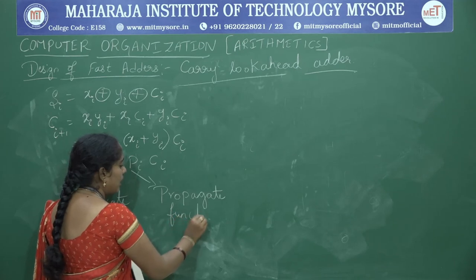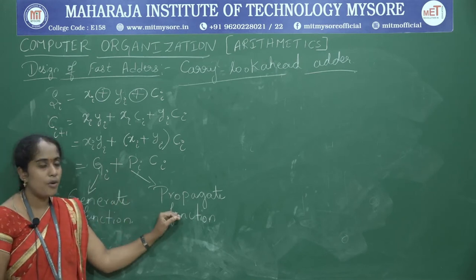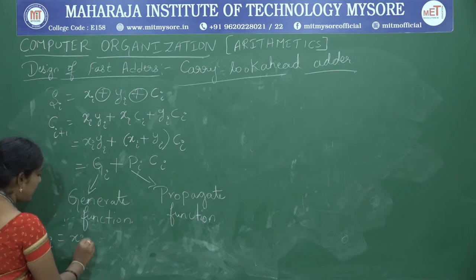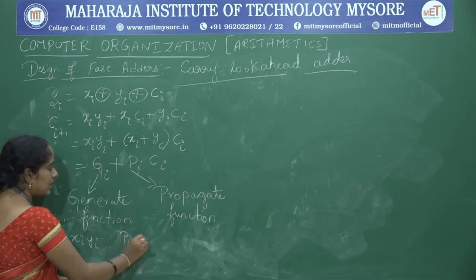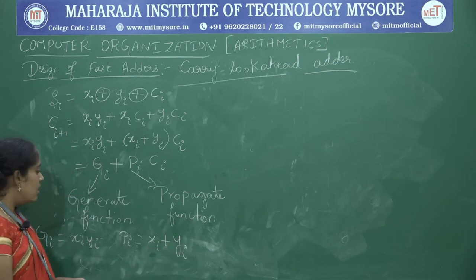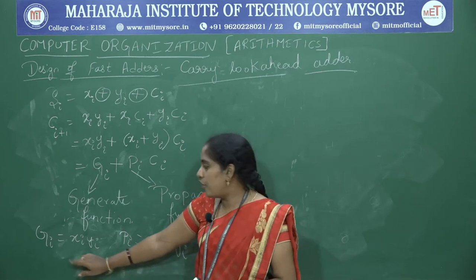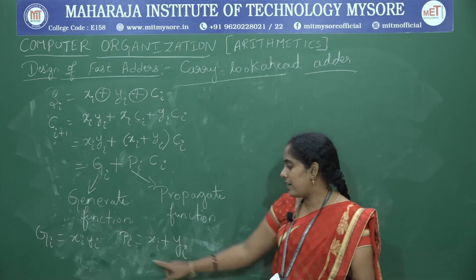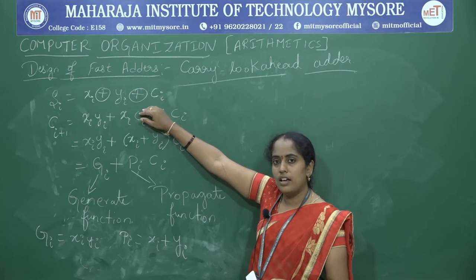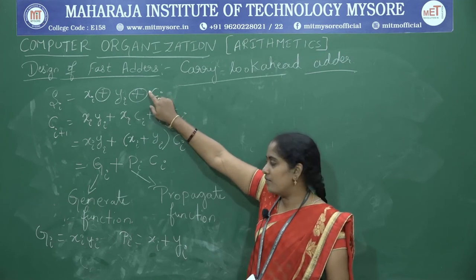It is a propagate function. Here Gi is the generate function and Pi is the propagate function. Gi is nothing but Xi Yi, and Pi is nothing but Xi plus Yi. So here we need one AND gate for Gi, one OR gate for Pi, and one XOR gate for Si. This is the carry function and this is the sum function.